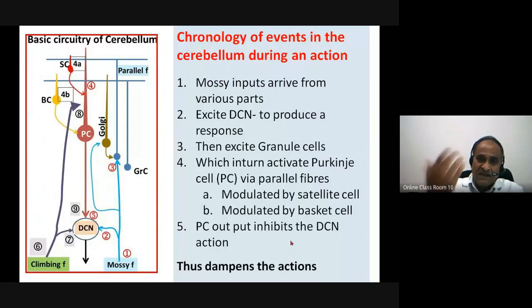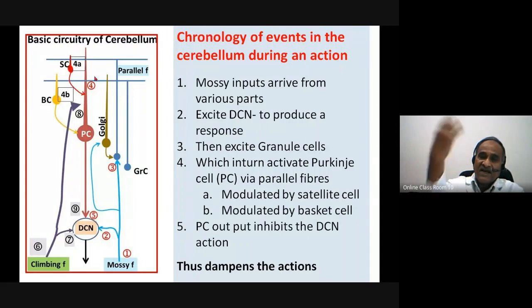What happens is simultaneously it will activate the granule cells immediately after that, and all of that activity is summed up, and it is coming here so that the overshoot is prevented. If the overshoot is prevented, it dampens or suppresses the overshoot activity.